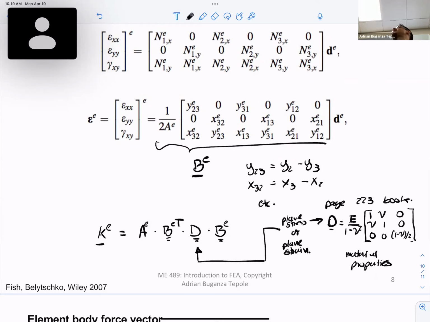Again, for the B matrix, all you need to know are the coordinates of the nodes of the triangle and the area of the triangle. You can get the B matrix. And then the D matrix is just some constant matrix that depends on Young's modulus and Poisson ratio.